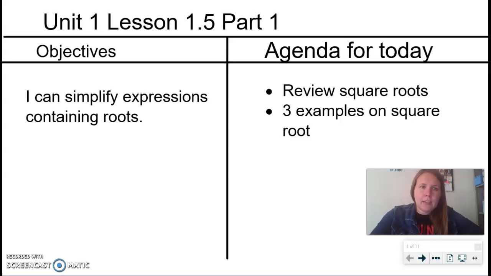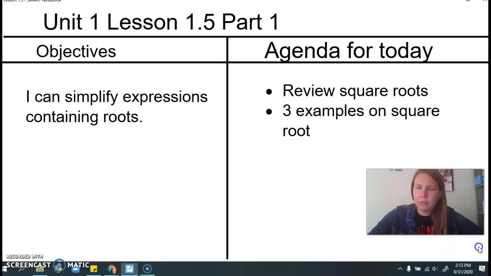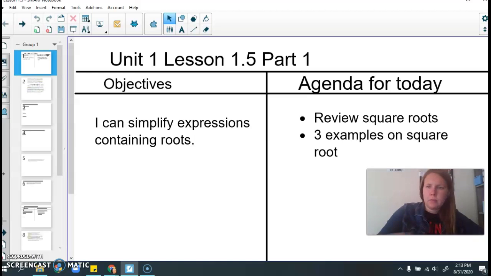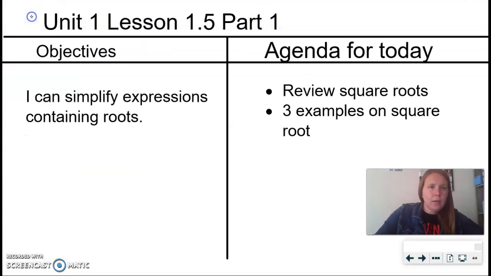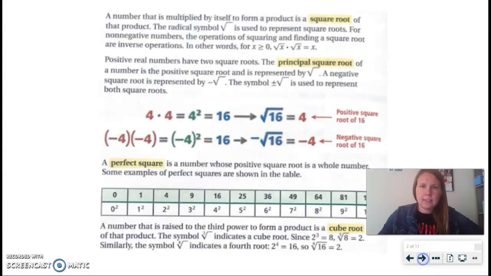So our objective is I can simplify expressions containing roots. We're going to be talking about square roots and different types of roots. First we'll review square roots, and we'll talk about three examples on square roots. I'm just going to change up my pen here, and we'll go ahead and get started.